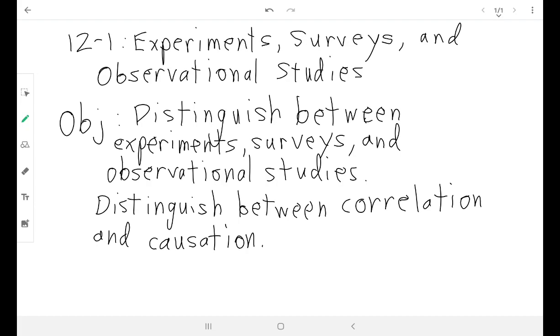We're going to have two objectives for this. The first is to distinguish between experiments, surveys, and observational studies. That is, know the difference and when to apply the right one. And to distinguish between correlation and causation, which is a big deal, and I'll talk about that as we go through the notes. But first, let's talk about what a survey is, what an observational study is, what an experiment is.